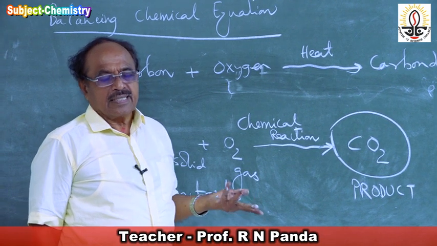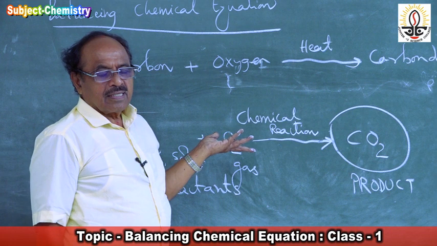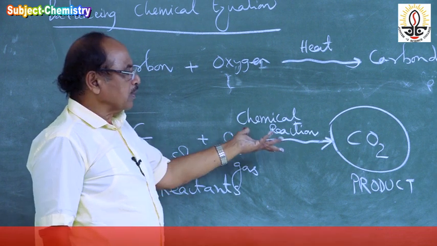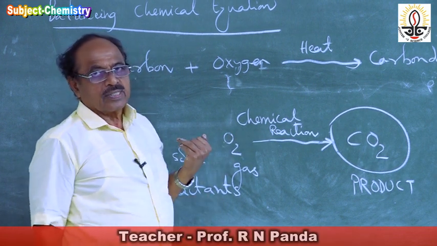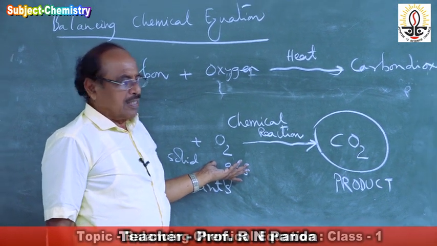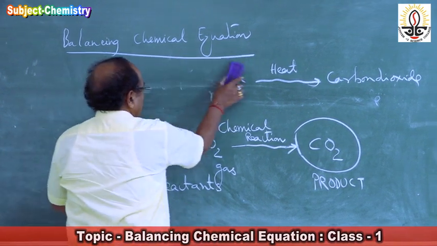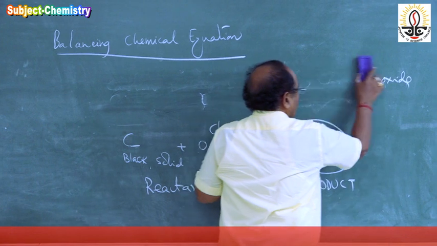So this is a chemical reaction. We are expressing the chemical reaction by an equation. So we call this a chemical equation. The reactants react to form the product.